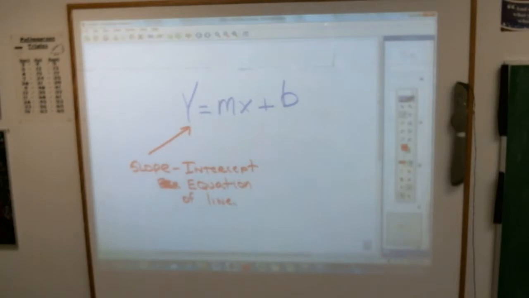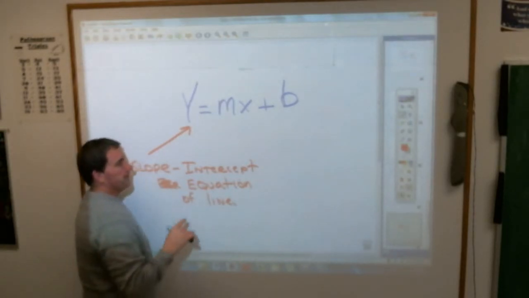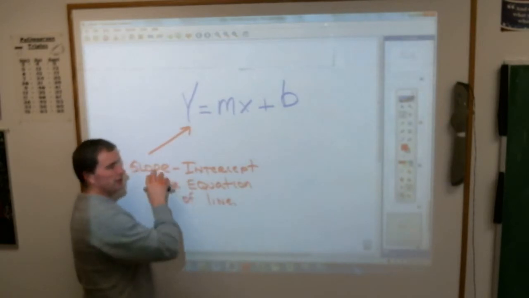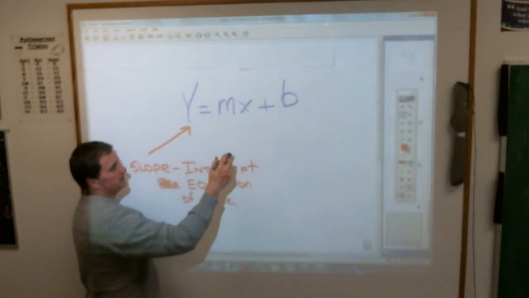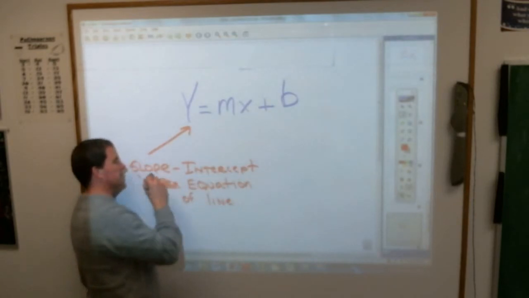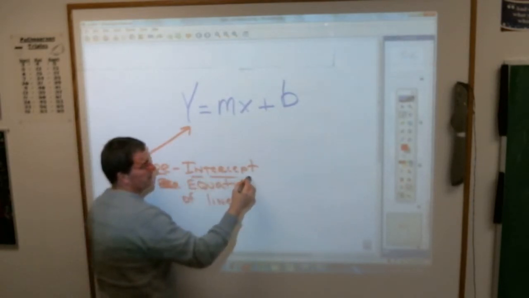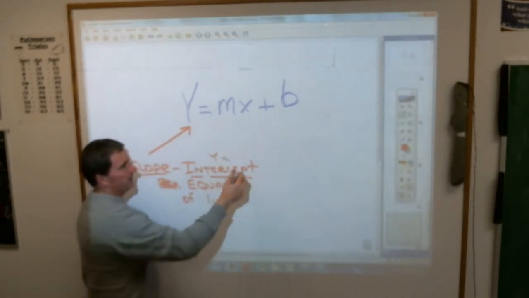And I wish we could go to the computer lab today, but we can't. So this will be good. Okay, what that means is this. This is called the slope-intercept form or equation because it is written so that you can find the slope of the line and what we call the y-intercept of the line.